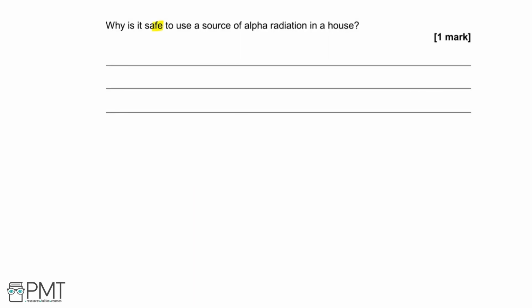Why is it safe to use a source of alpha radiation in a house? So this question is testing our knowledge of the properties of different types of radiation, and usually when they're asking us about properties, they're asking us about the range of this radiation or how penetrating it is. And to answer this question, we could use our knowledge of both of these properties.